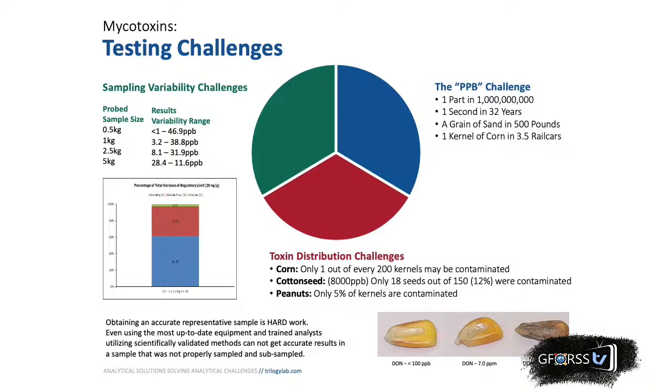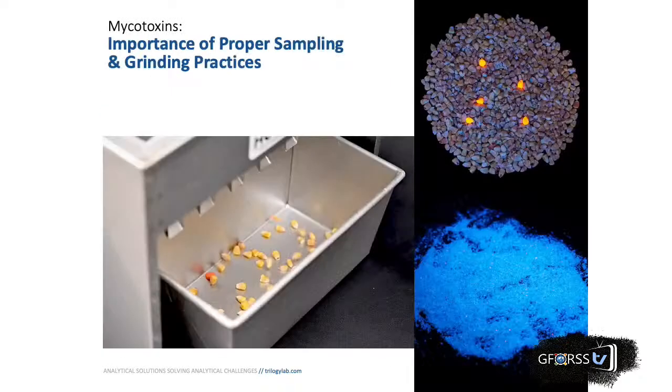With this background knowledge, let's look at some sample prep videos to help explain this concept even further. Sample splitting is a very common practice, and it works well for the analysis of something like moisture. But let's look at what happens when whole grain is subsampled for mycotoxin testing.